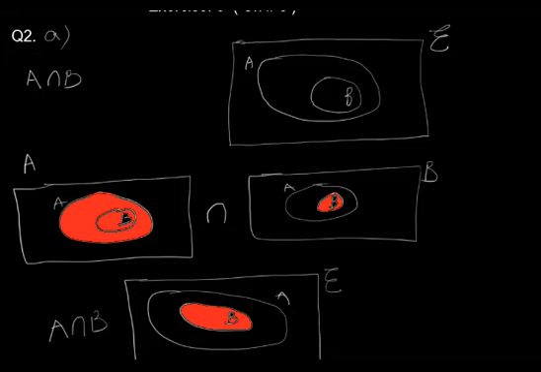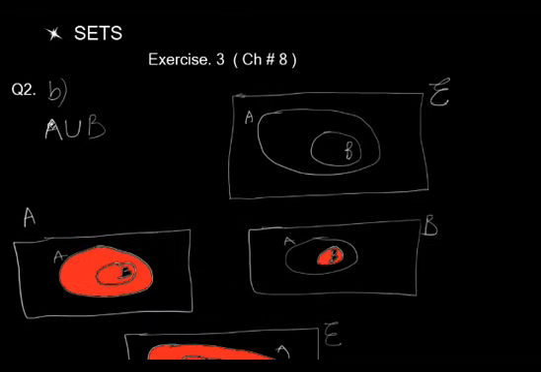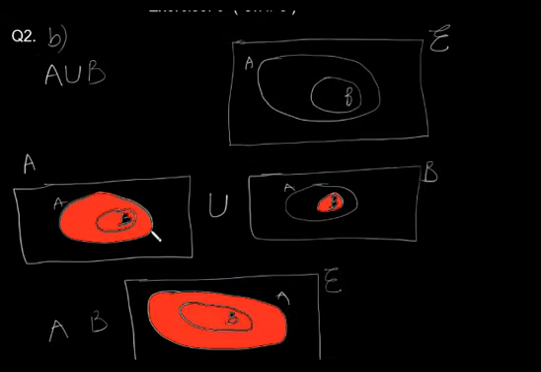Now in part B, we are given A union B. This means A is this region and you are taking the union between these two, right? Union means you have to combine the shaded area of these two diagrams, A and then B. If you combine these two, it becomes all of this region. So this is A union B.